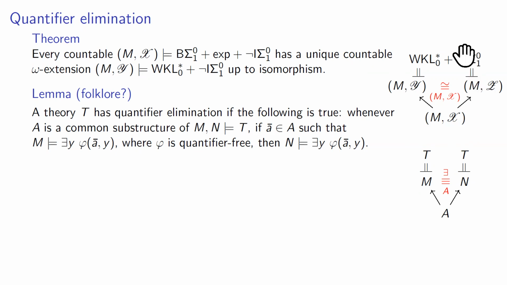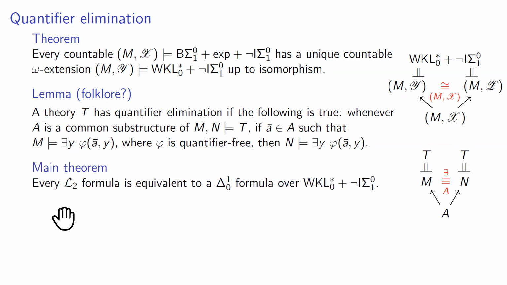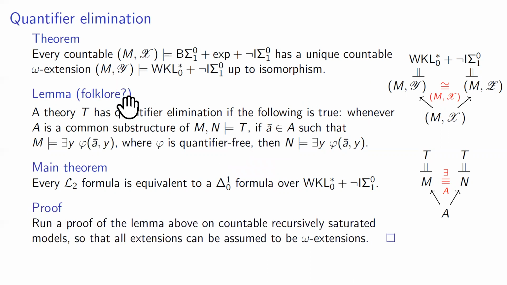But in our model theoretic lemma, our extensions are always omega extensions. But it doesn't quite matter because we had this preservation theorem for Π11 formulas. If the models are sufficiently saturated, say countable recursively saturated, then all the extensions that we want to exist to prove this usual standard model theoretic lemma, we can replace those extensions by omega extensions. So that gives us the quantifier elimination result, which says every L2 formula is equivalent to an arithmetical formula over this theory, WKL0* plus ¬IΣ0,1. And as I said, the proof is you run the proof of this standard model theoretic lemma, not on arbitrary structures, but on countable recursively saturated structures, so that our extensions are omega extensions.